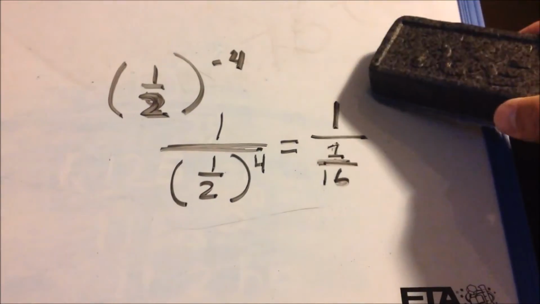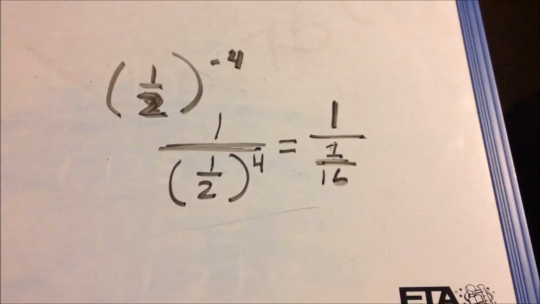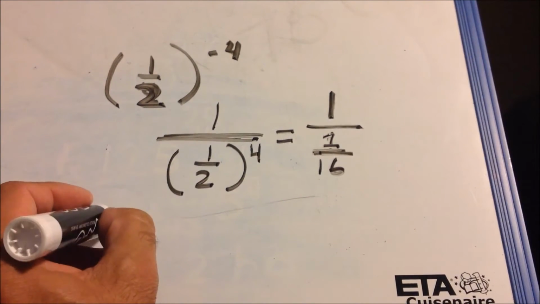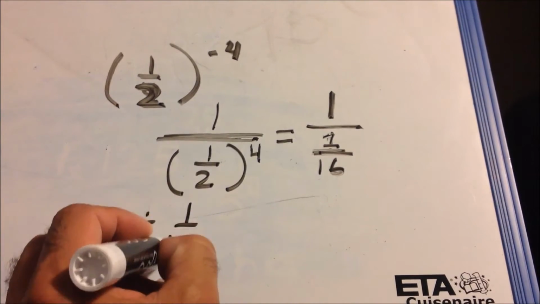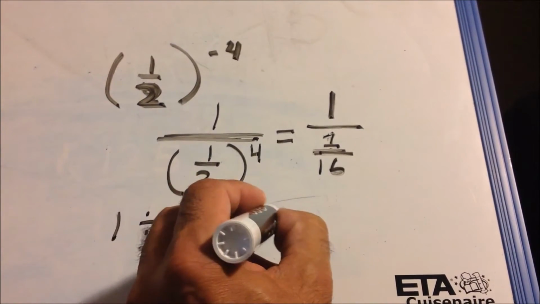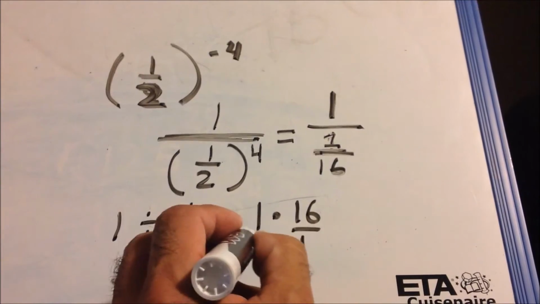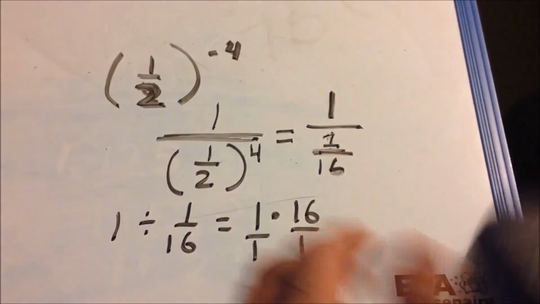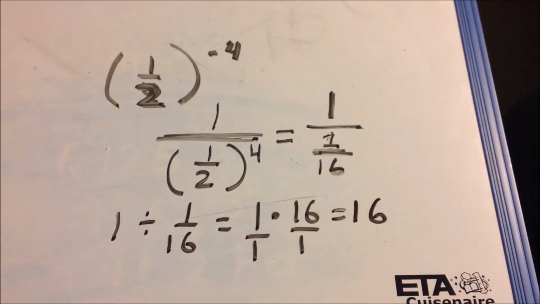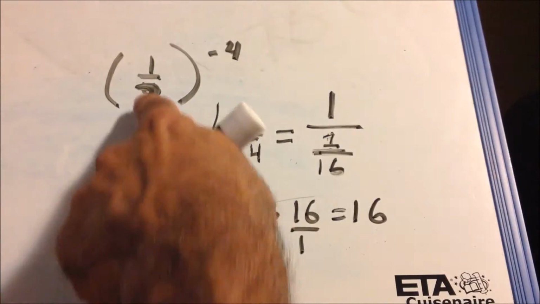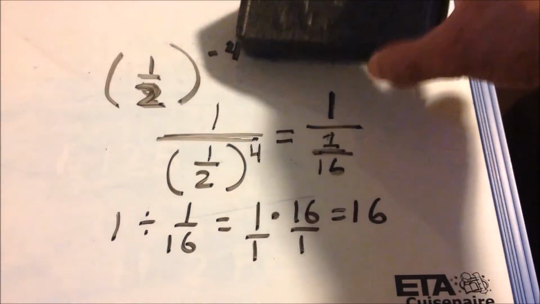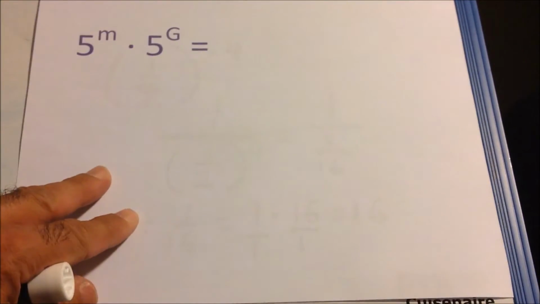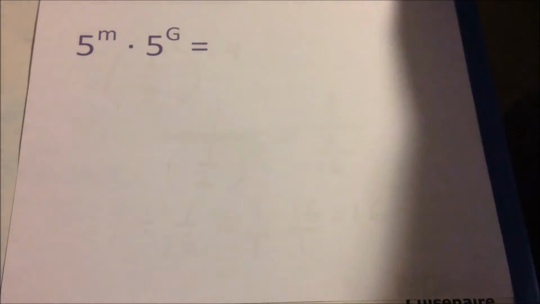So what this says is 1 divided by 1/16. Let me move this up a little. So we're saying 1 divided by 1/16, which equals 1 times 16 over 1. Remember, with division, we always turn it to multiplication and flip it. So this answer is just 16. So remember that when we have fractions with a negative exponent. So what about this? What if we have that?